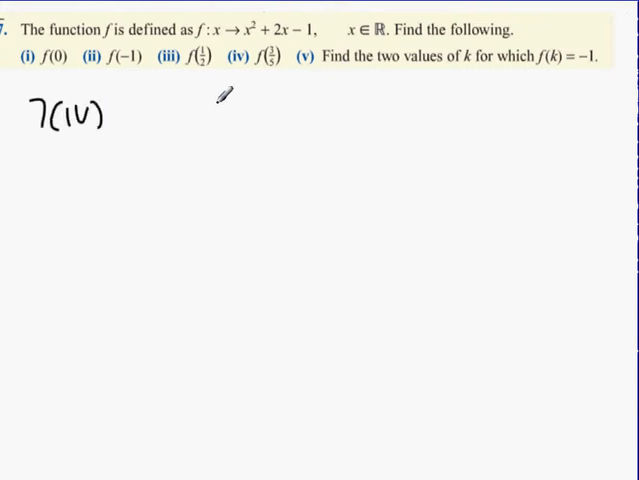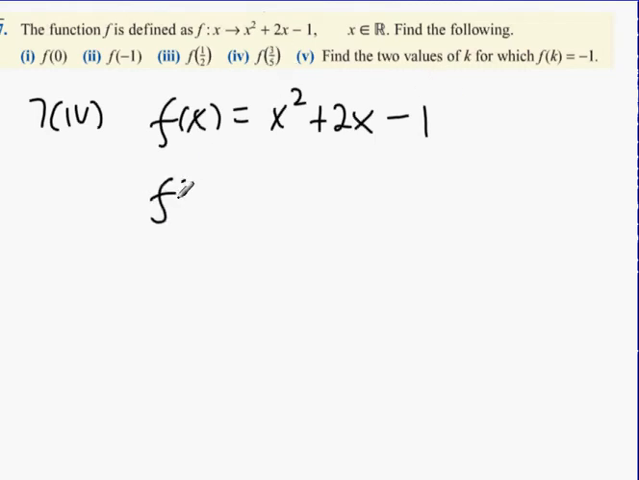Okay, 7 part 4. F of x is the function. You square the number you're given, then you add on 2 times that number. Once you get that answer, you then take away 1. That's the rule for this question. That's what f means, okay? So, find f of 3/5. Use the number 3/5 and apply your rule.